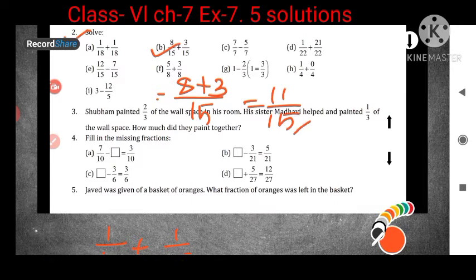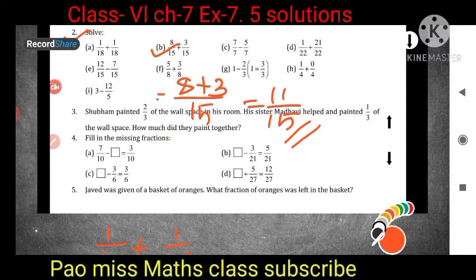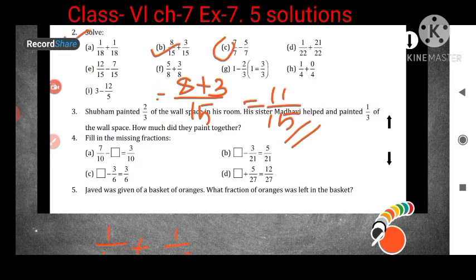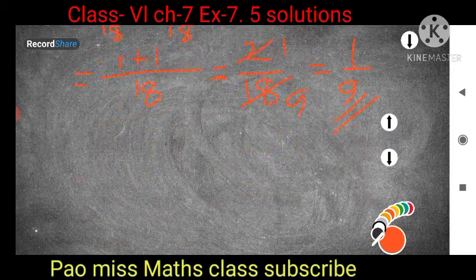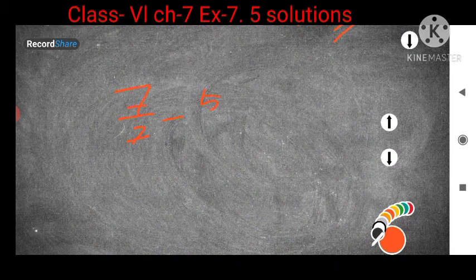So what is the answer? The answer is 11 upon 15. Okay, in this way you will solve it. Now what is given in C? Minus. So C is 7 upon 7 minus 5 upon 7.